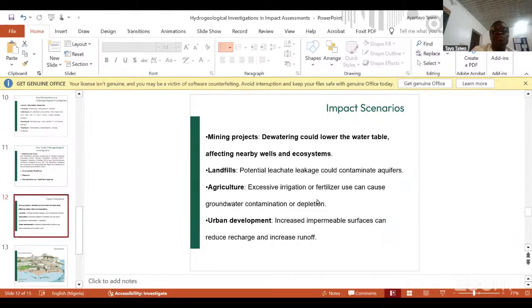Then in agriculture, excessive irrigation or fertilizer use can cause groundwater contamination or depletion. When we're irrigating, the water is coming from somewhere. When the rate of recharge is not equal to the rate of abstraction, then there will be depletion of the aquifer. And if you use excessive fertilizer or some chemicals, it can also lead to groundwater contamination if studies had not been done earlier on. And somebody will look at it and say, okay, but it can be remediated.